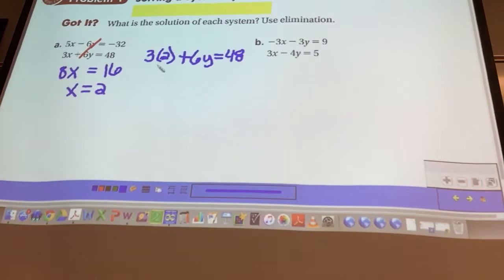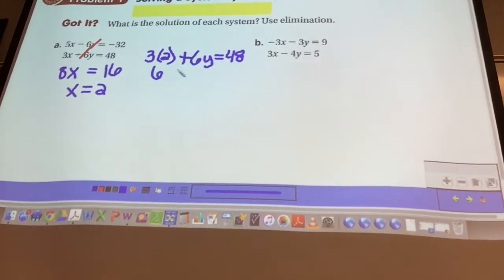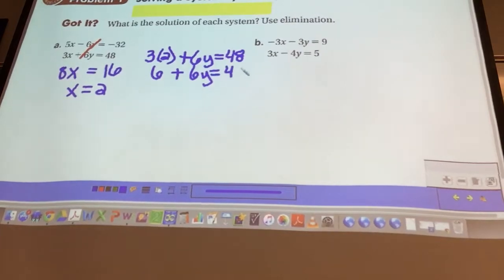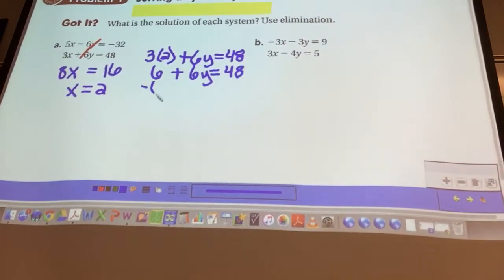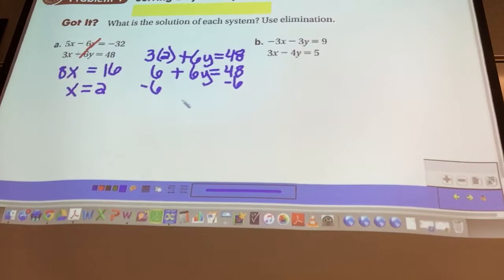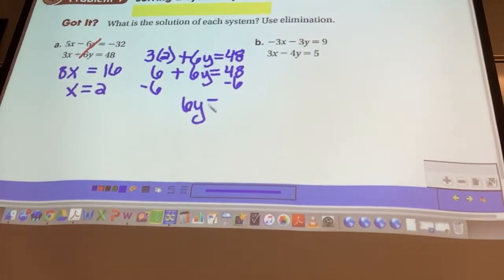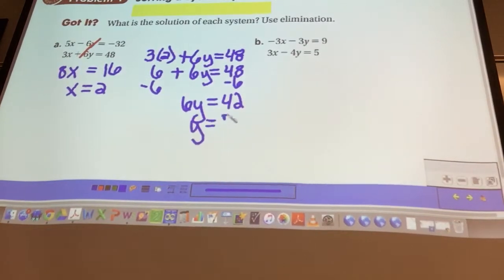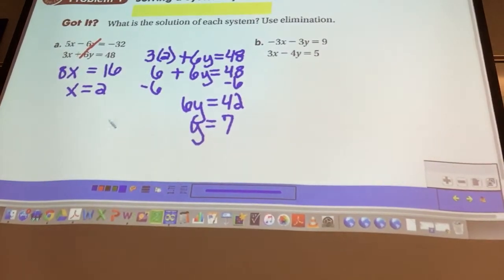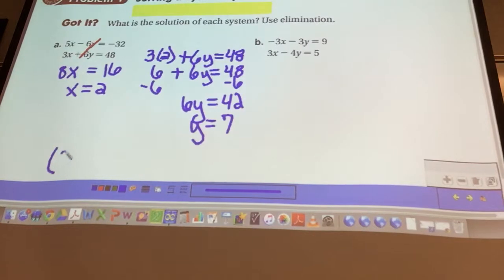So, 3 times 2 makes 6. Good, you got it already. What do I do next? And 6y equals 42, y equals 7. Wait, no. Oh, just kidding. So we put the x first and the y second.